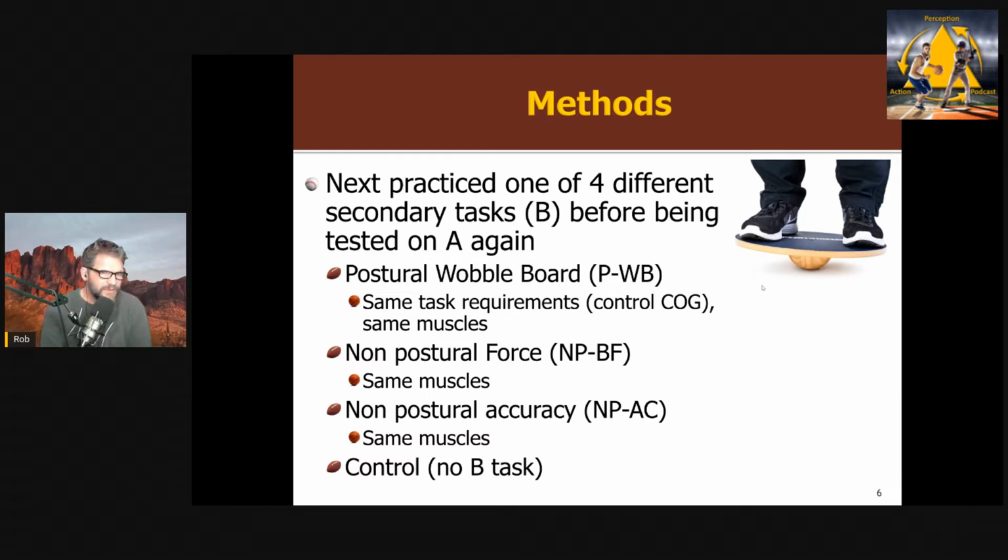And they used the 4 groups. The first group did a postural wobble board task. Okay, so as shown up in the right, instead of using the laboratory balance board, they used a wobble board you can buy online, like the one shown in the picture. The important point about this, and the authors obviously hypothesized it would lead to interference, is that it's involving the same basic task requirements, right? To perform the task, you need to control your center of gravity. And also importantly, it's involving the same muscles, right?